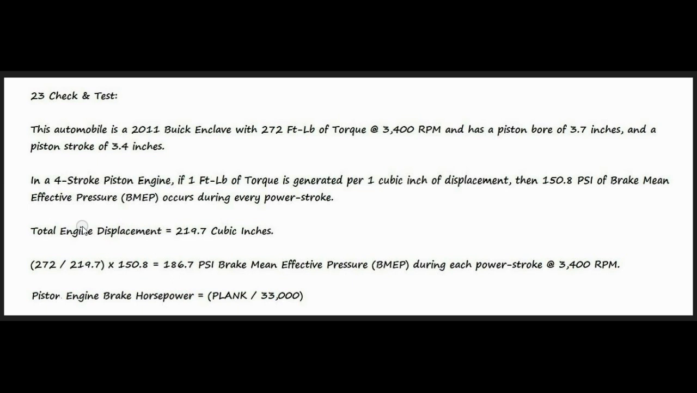So to test and check how accurate this calculation is, we can use the Plan over 33,000 formula. We first start by computing the brake mean effective pressure during each power stroke at 3,400 RPM. And at 3,400 RPM, this particular engine has 272 foot-pounds of torque. We divide that value into the cubic inch displacement times 150.8 to yield 186.7 psi brake mean effective pressure during each power stroke at 3,400 RPM.